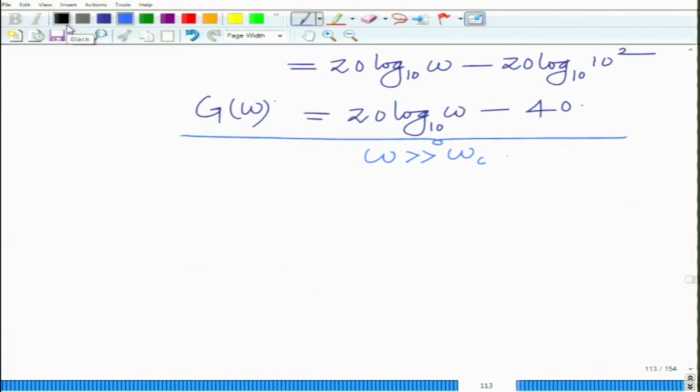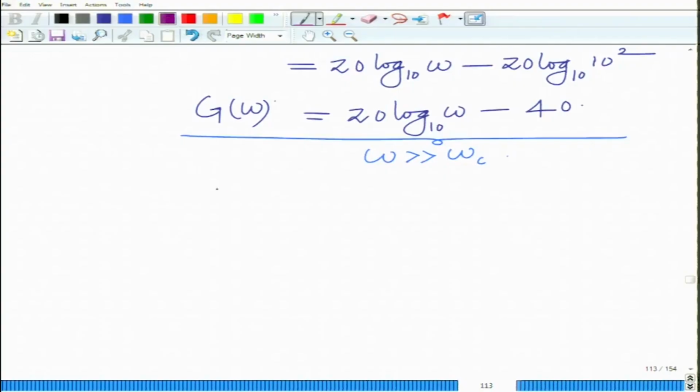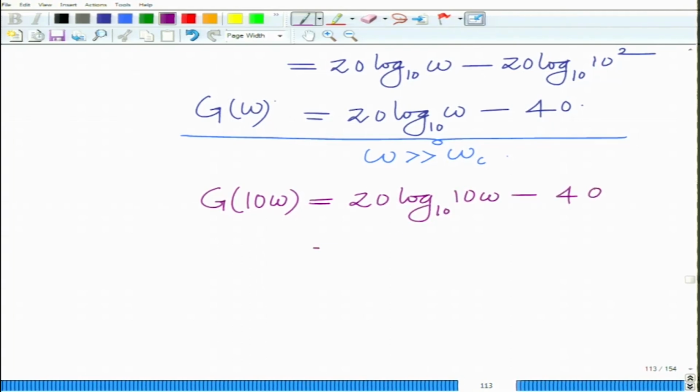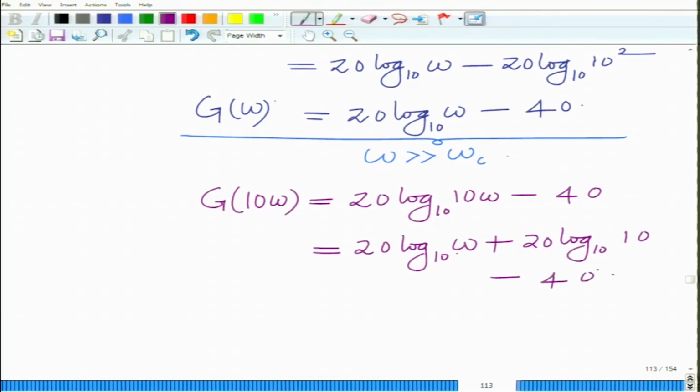So, now if you look at this, you will realize something interesting. We are going to simplify this. So, g omega is basically the raw expression 20 log to the base 10 omega minus 40 dB. Now, let us look at what happens if omega increases by a factor of 10. Now, g of 10 omega equals 20 log to the base 10 10 omega minus 40, which is equal to 20 log to the base 10 omega plus 20 log to the base 10 of 10 minus 40.